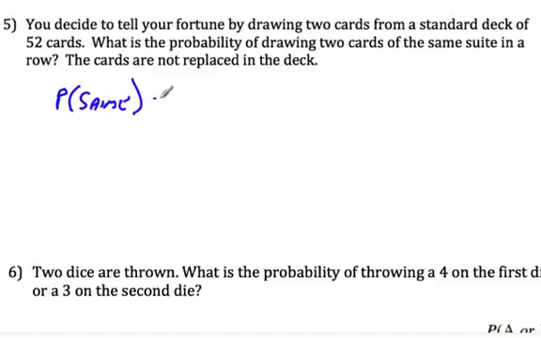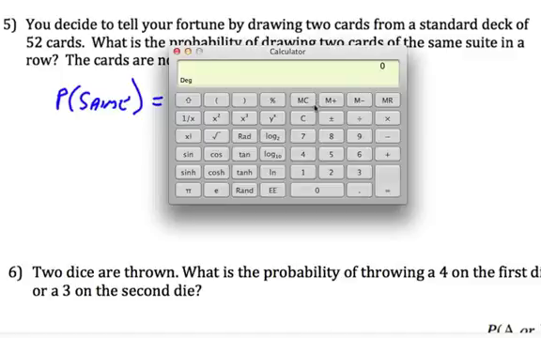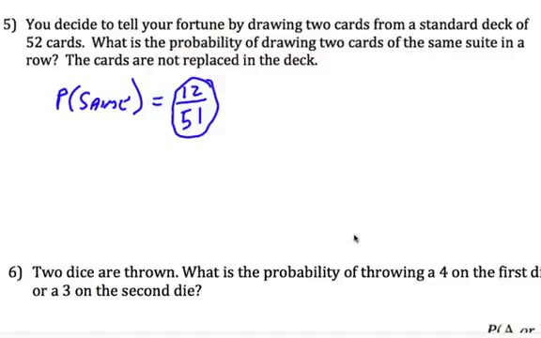since it's going to depend on what was drawn first, is going to be equal to the number of outcomes. So there were 12 cards left in whatever suit was picked first and 51 cards in the deck. So the probability of two cards being drawn and they're both in the same suit then will be approximately 23.5%.